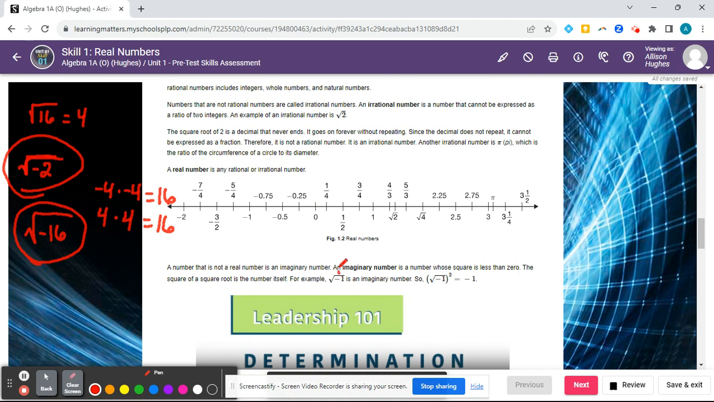So when you're looking at your imaginary numbers, you're looking for a set of numbers that have negative numbers underneath that square root.